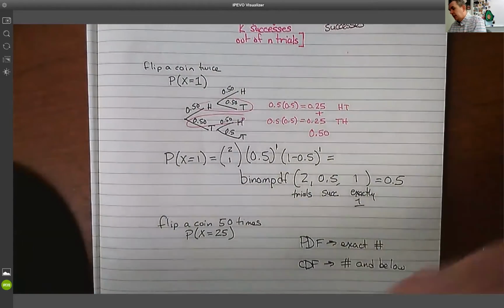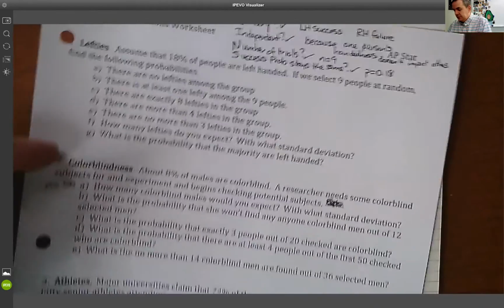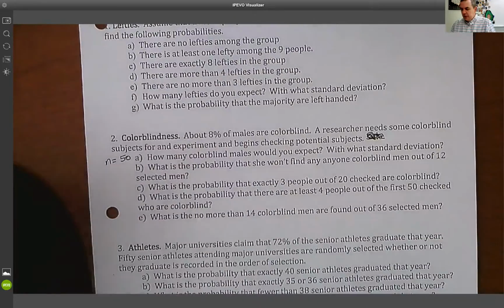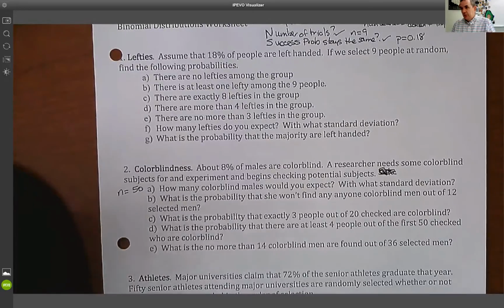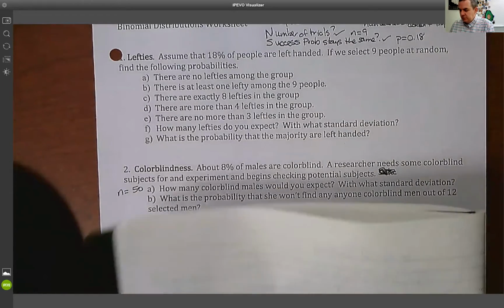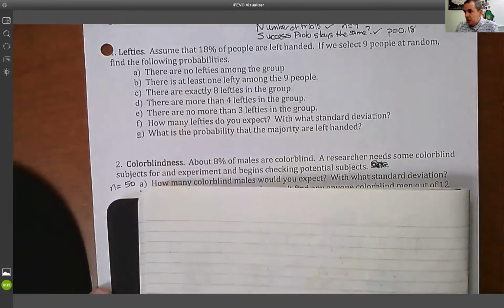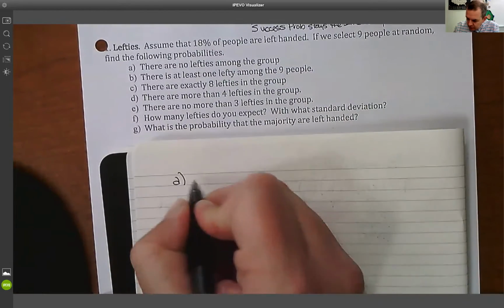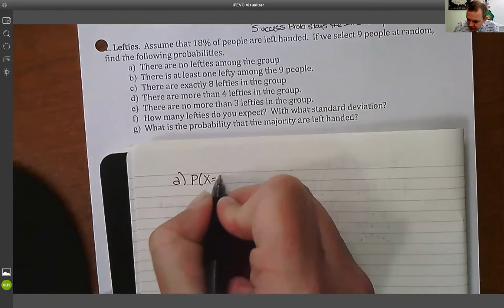So let's take a look at a couple examples. So here's my examples. Assume that 18% of the people are left-handed. If we select 9 people at random, find the following probabilities. There are no lefties among the group. That's an exact number. No lefties would be 0. So that would tell me that letter A would be the probability that X is equal to 0.